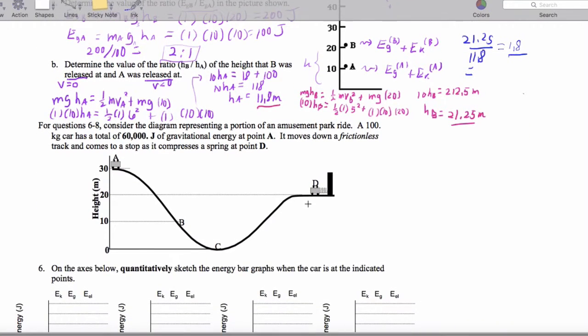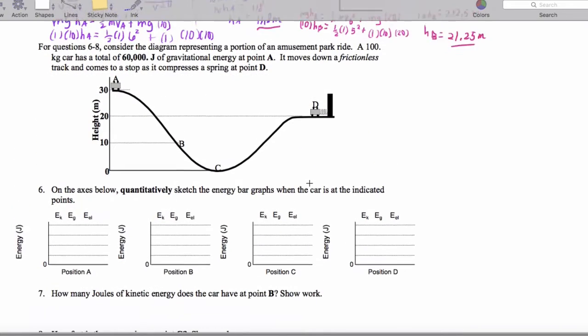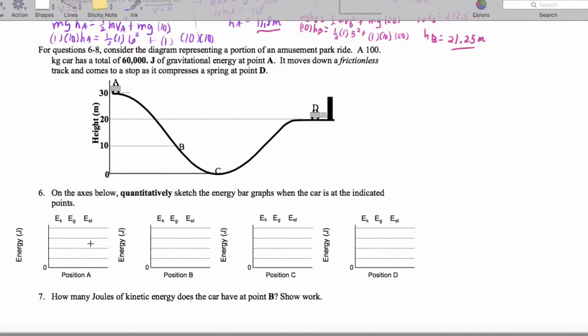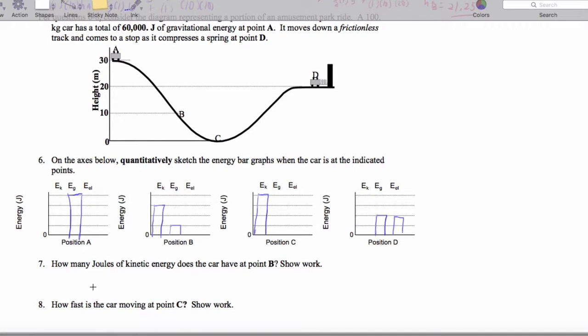Now here. We're going to go ahead and do 6 through 8 a little bit carefully. So let's see. When we start at position A, do we start at rest? We're going to assume it starts at rest because they don't give us a speed. So we've got all EG here. And then what's going to happen? At B, it's got some EG, but mostly EK. At C, it's going to have all kinetic energy. And at D, it looks like it's come to rest, so it's going to have a combination of gravitational and elastic energy. Right? So we want to know how many joules of energy the car has at point B.